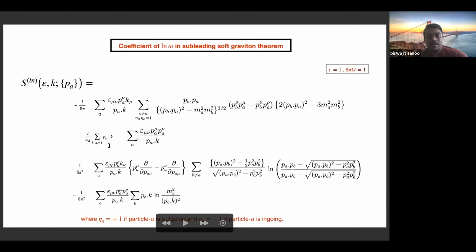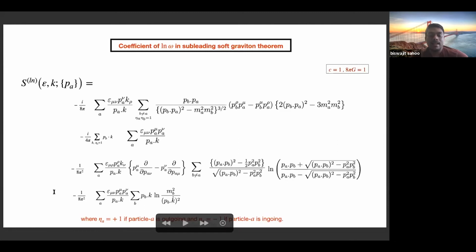So you can see this log omega coefficient has a double sum over the particles, not like the tree level diagrams where there is only a single sum. So there is a pair sum over particles, and in the first two terms, you can see there is a constraint on the sum over particles A and B where eta_A eta_B equals 1, which basically means these are non-vanishing only when both particles are outgoing or both particles are incoming.